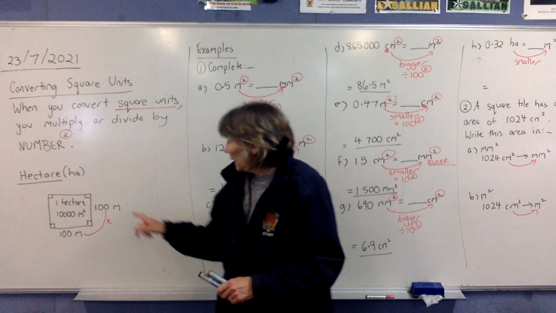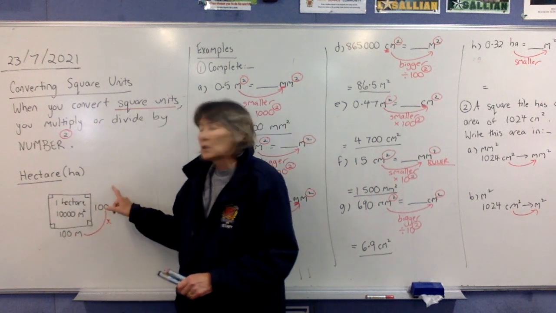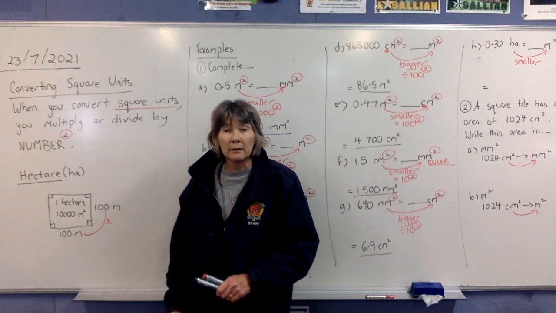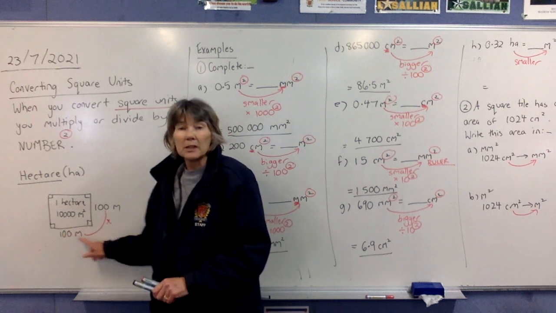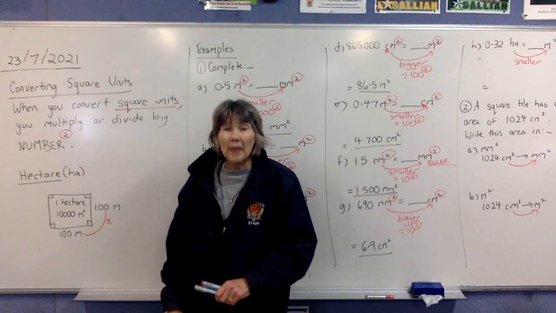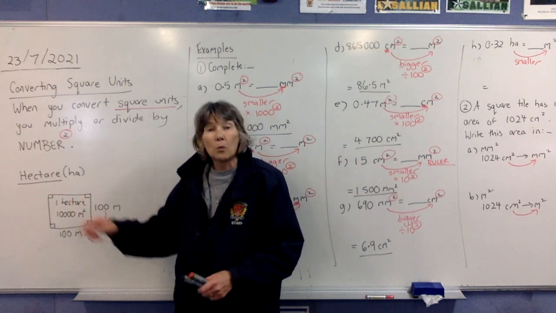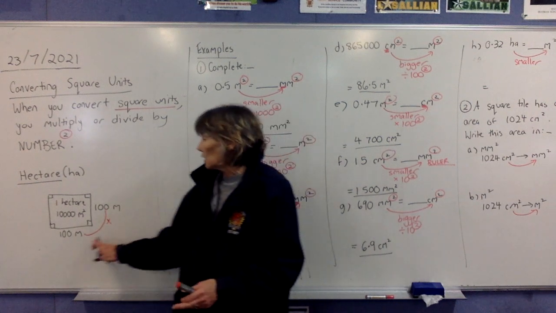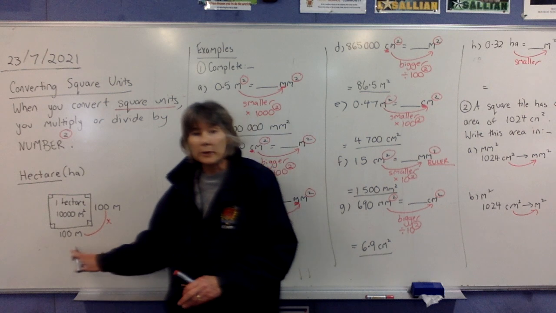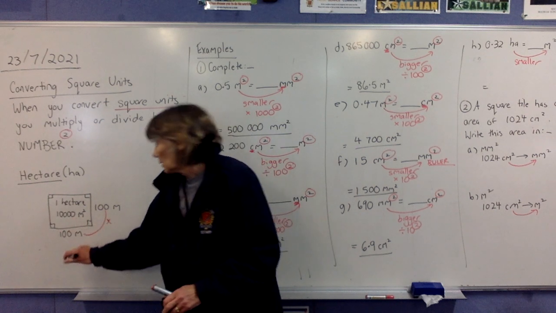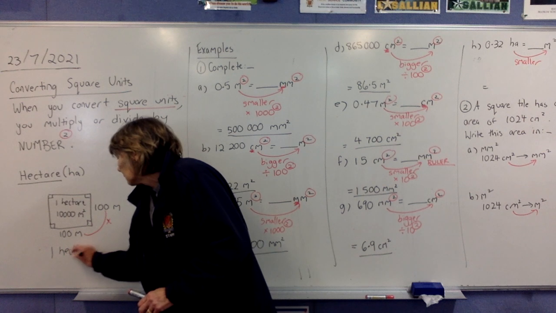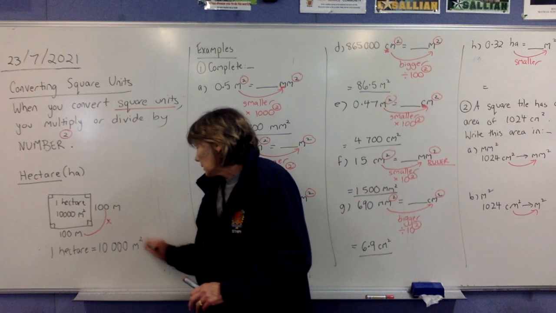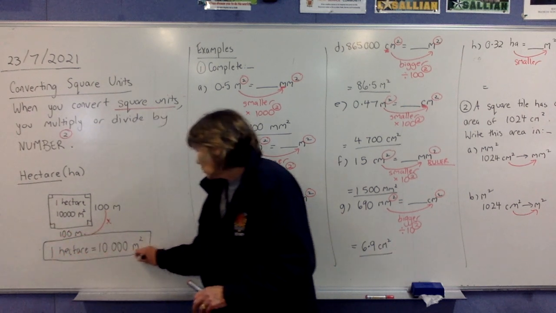Okay, so a hectare is about this size. If you can imagine a square, and we have a 100-metre sprint track down one side, and another 100-metre sprint track going this way, that's how big the area would be for 1 hectare. So if you multiply those two, just use your calculator to multiply 100 times 100, you will get 10,000. So that means that 1 hectare equals 10,000 metres squared.